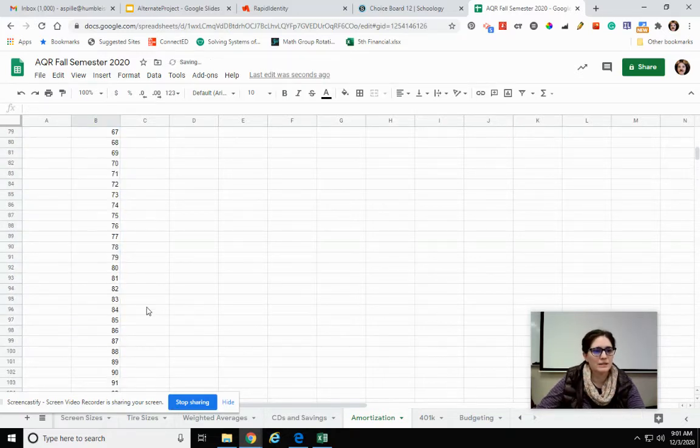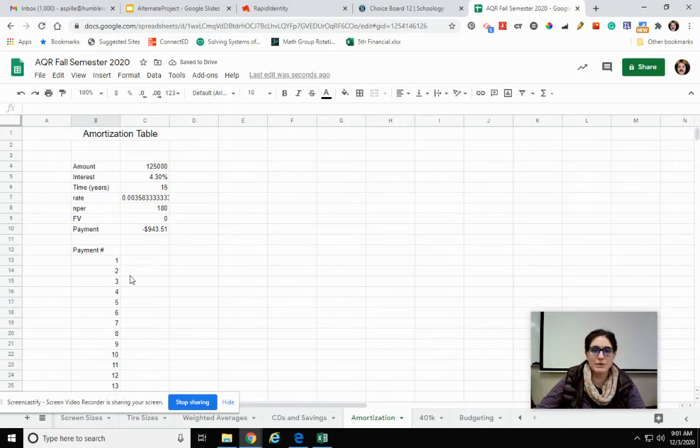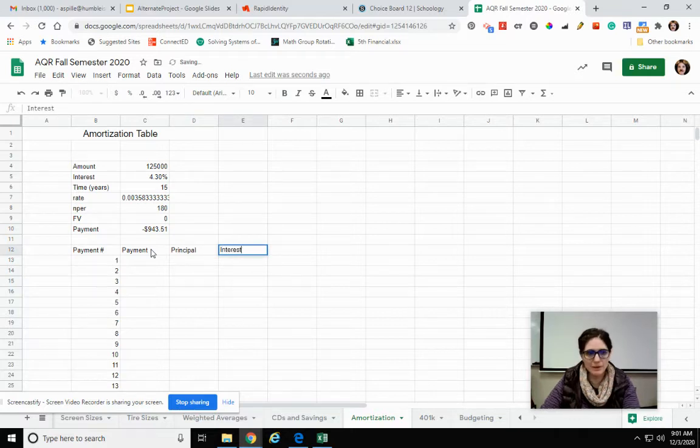Okay. So this amortization table then is going to tell us what we owe, what part's going to the interest, all that. Okay, I have payment, the principal part of the payment, the interest part of the payment, and then my balance on my loan. Those are our headings. I'm going to bold those.